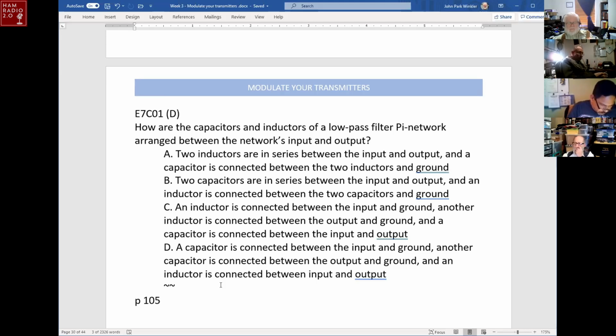One way to remember this is that the capacitors basically short out higher frequencies, and they do less shorting out of lower frequencies. And the inductor passes lower frequencies, but does not pass higher frequencies. It has a higher impedance at higher frequencies. So what goes through is the low frequencies, thus low pass filter. So the answer here is D, a capacitor is connected. I read that, we'll move on.